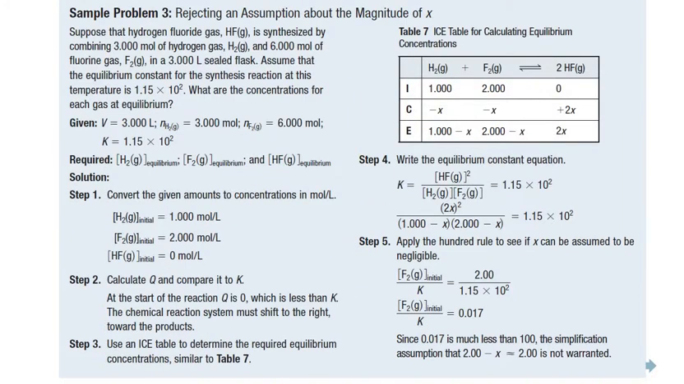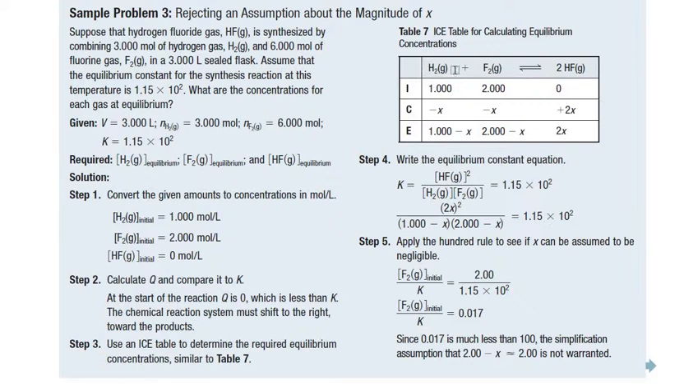Now problem number 3. In this problem 3, we have rejected an assumption about the magnitude of x. Suppose that hydrogen fluoride gas, HF, is synthesized by combining 3 moles of hydrogen gas, H2, and 6 moles of fluorine gas in a 3-liter sealed flask. Assume that the equilibrium constant for the synthesis reaction at this temperature is 1.15 times 10 to the power of 2. What are the concentrations of each gas at equilibrium?